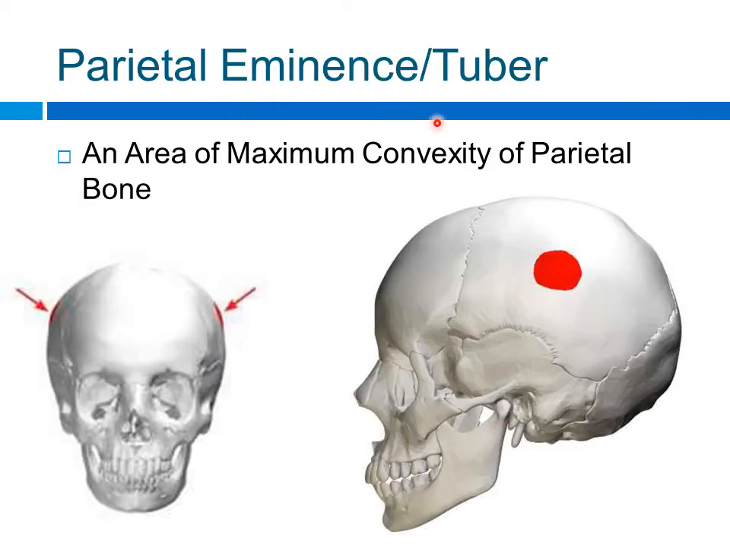The coronal suture we can see here clearly between the frontal and the parietal bones. It crosses the cranial vault. The skull cap is known as the cranial vault. So between the frontal and the two parietal bones we have the coronal suture, which crosses the cranial vault from side to side.